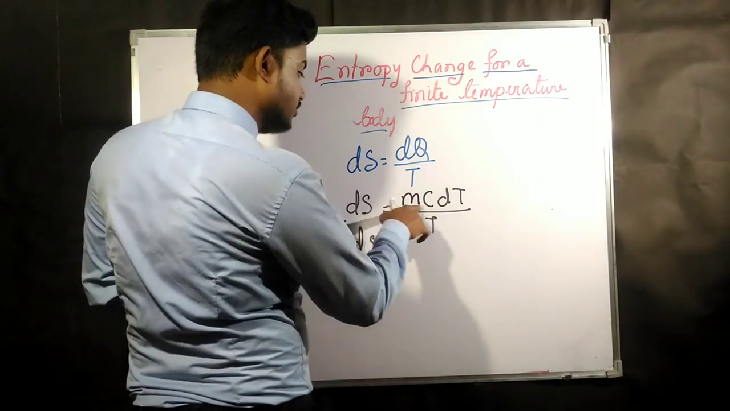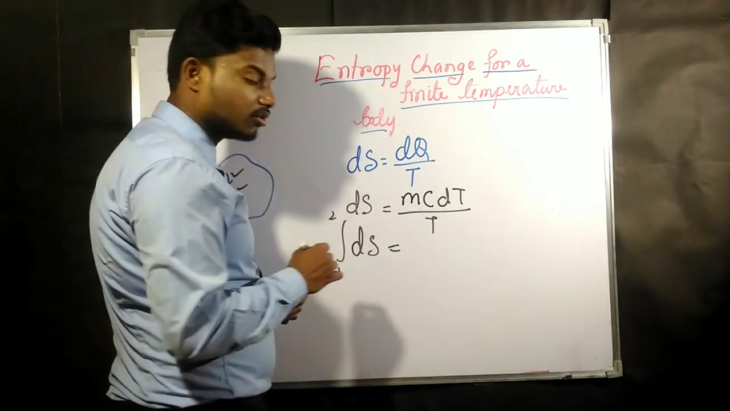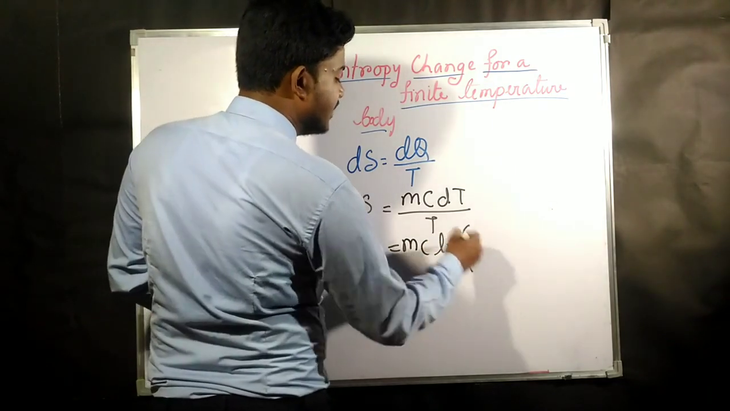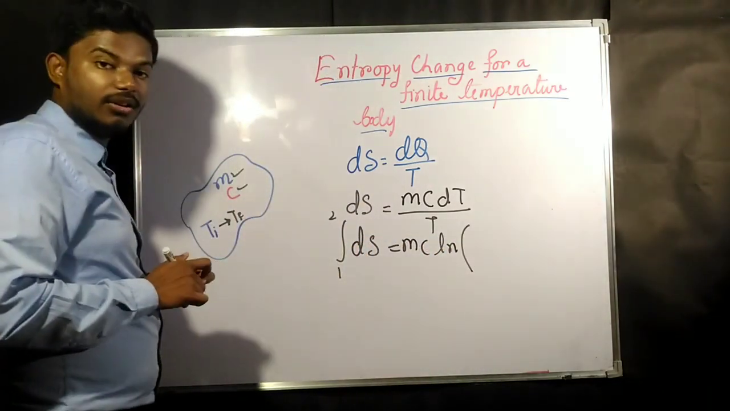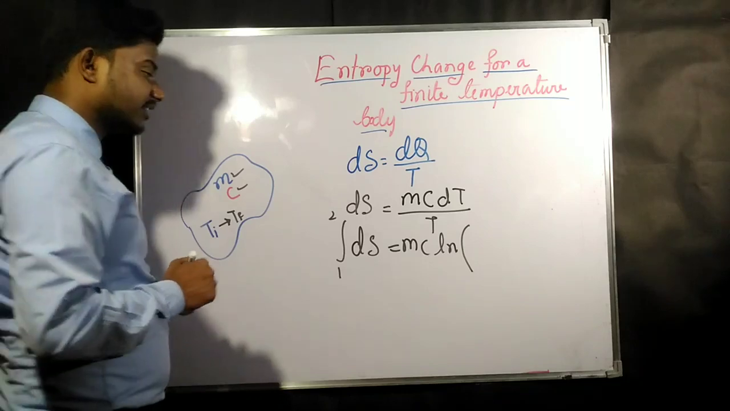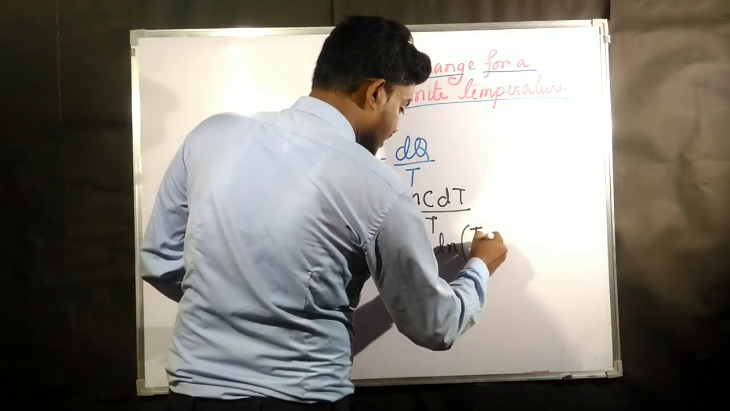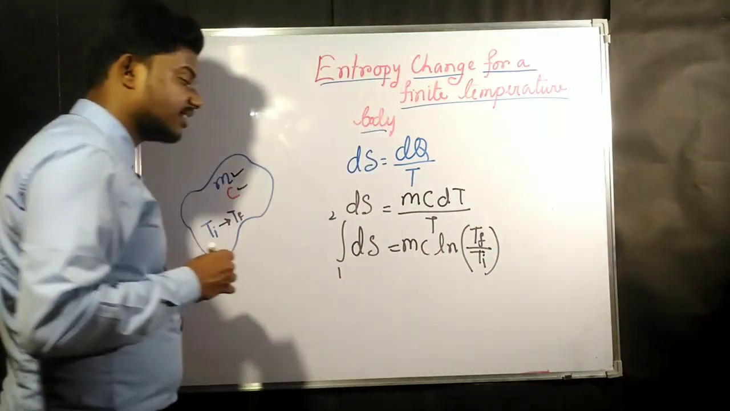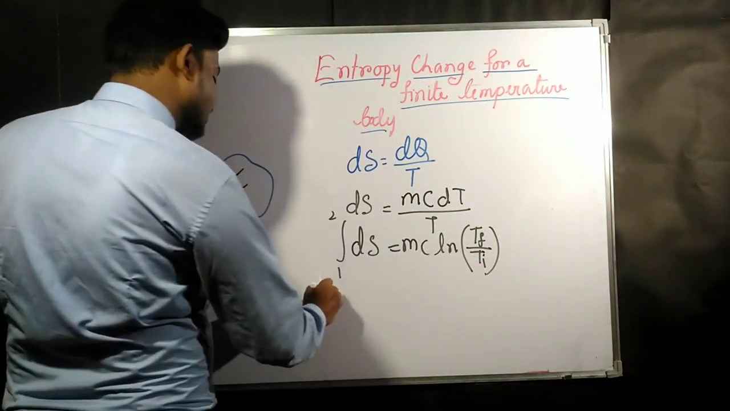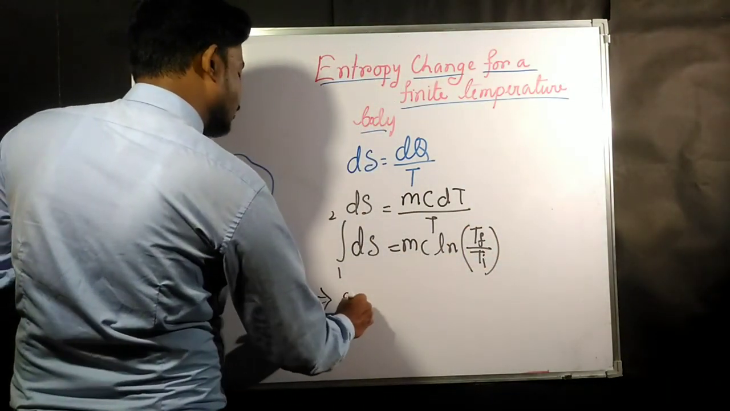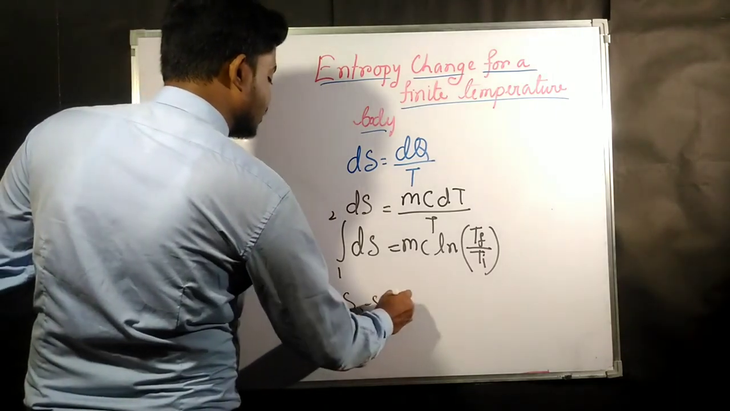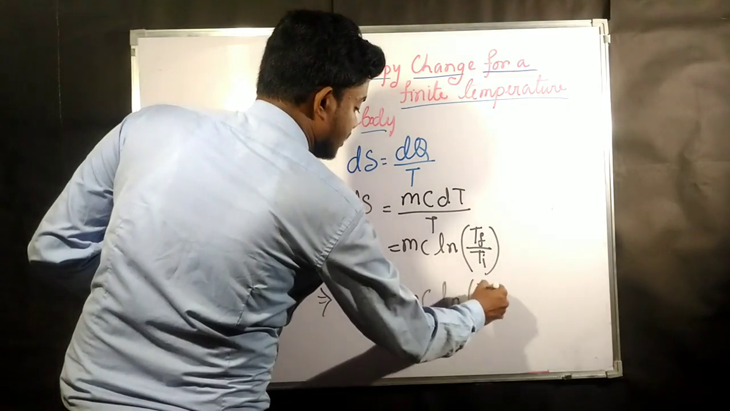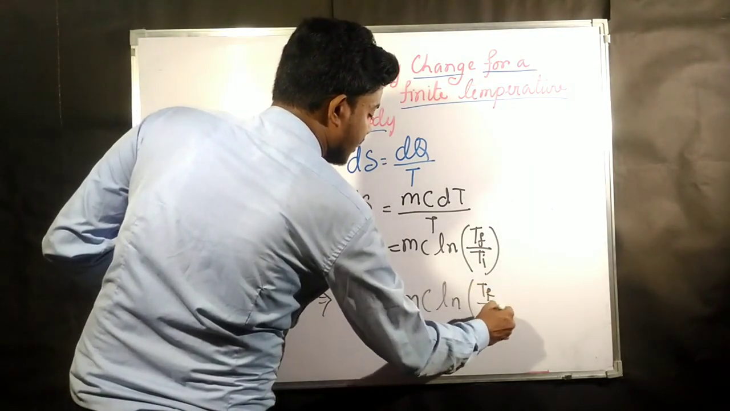Since m and c are constant, if you take out m and c, this is going to be ln T2 by T1. Here T2 is the final temperature, so I am going to write Tf, and T1 is the initial temperature, Ti. That means your final expression of entropy change becomes S2 minus S1 equals m into c ln Tf by Ti.